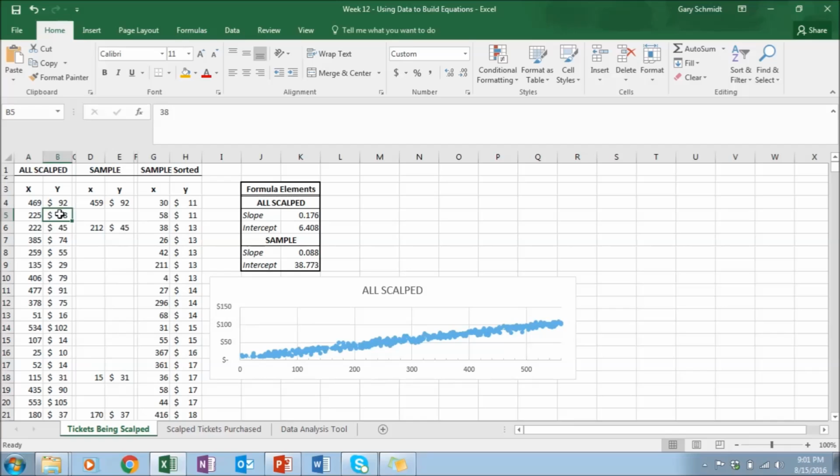On another day, or for another similar event, there were tickets at $38. There were only 225 people trying to sell at that price. And similarly, on a different day, there were 222 people selling at $45. So you get a sense that the higher the price, the more people trying to sell tickets.